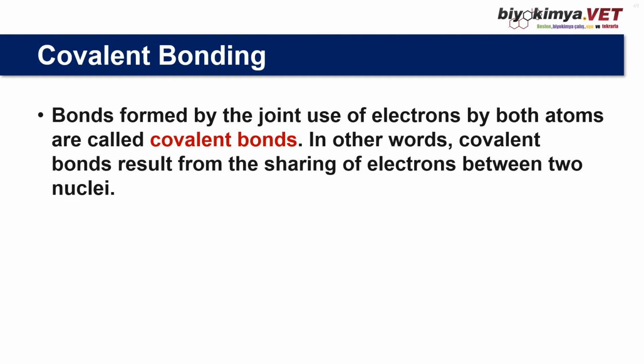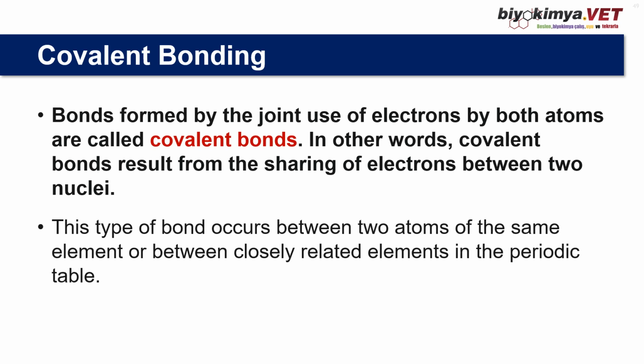Covalent bonding. Bonds formed by the joint use of electrons, or sharing of electrons, by both atoms are called covalent bonds. A covalent bond results from the sharing of electrons between two nuclei. This type of bond occurs between two atoms of the same element or between closely related elements in the periodic table. And this bond forms primarily between nonmetals, but can also be observed between nonmetals and metals.